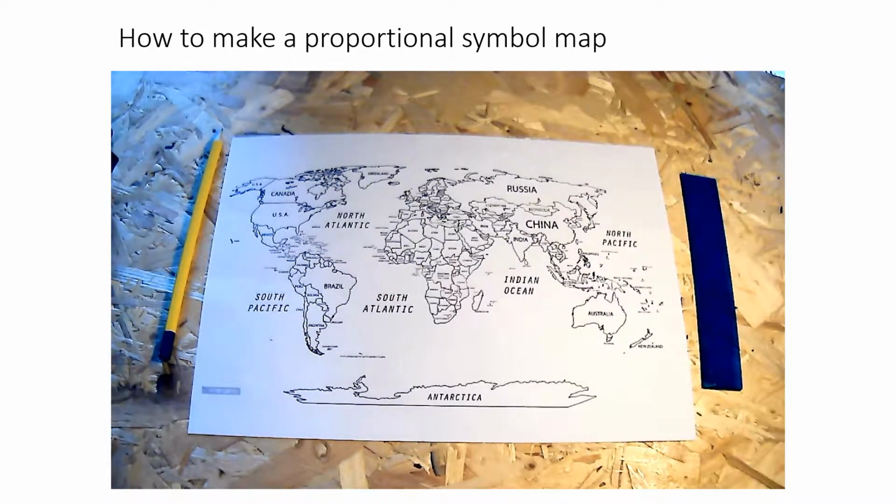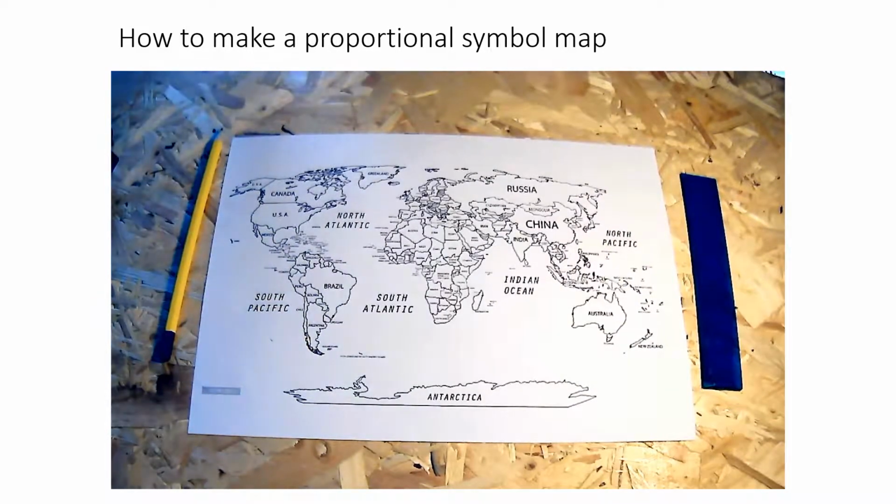So I'm just going to explain to you how to make a proportional symbol map. A proportional symbol map shows the different sizes of things as bars on there. It can be circles or squares, but we're going to do it as bars, a bit like a bar chart. In this case, it's going to be percentage of carbon emissions given off by different countries.